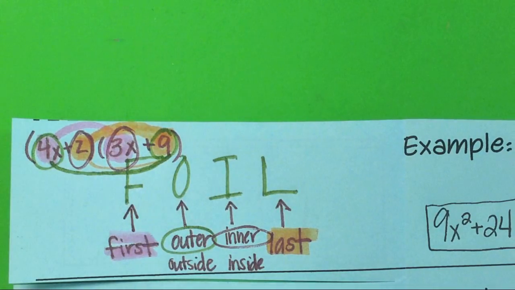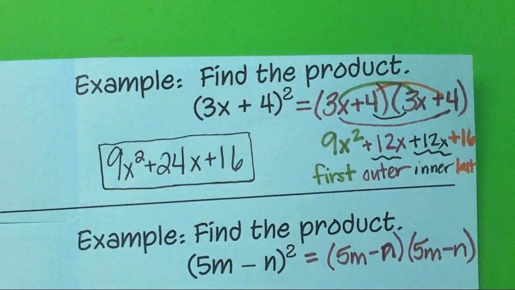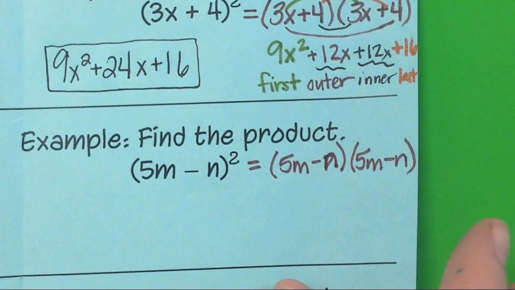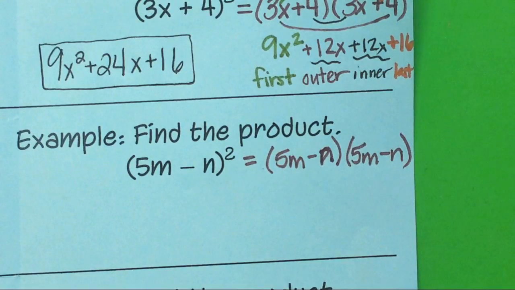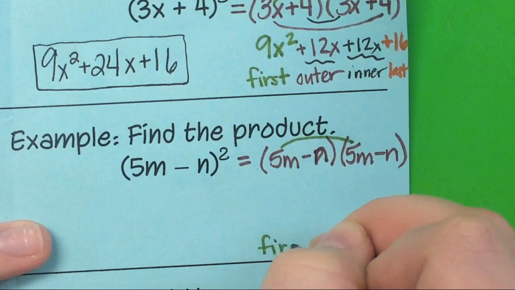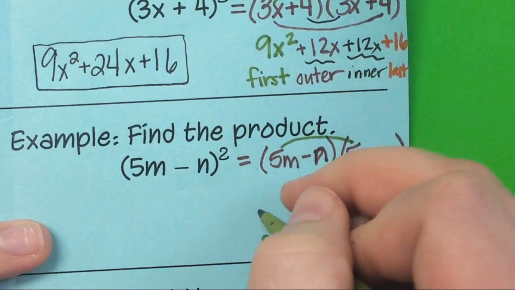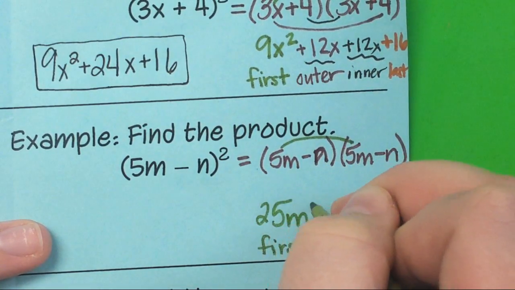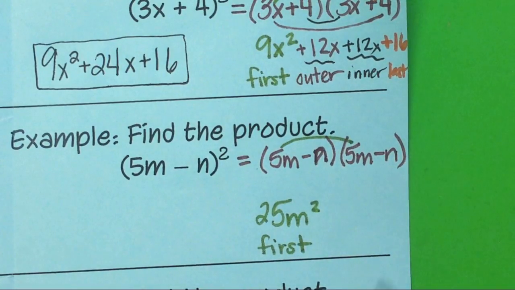Okay, so, are you good? Okay. So let's go back to this. What is the first in my next problem? 5 and 5. And what do I get? 25m squared. Okay, I got my first, and now I need my outer.